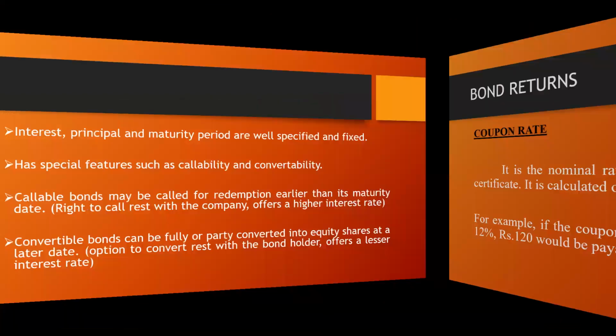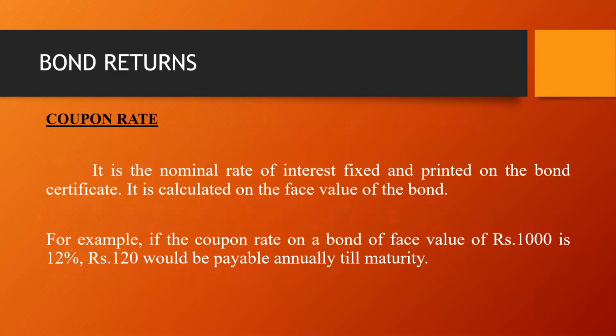So what are the different types of returns from a bond? The first one is coupon rate. It is a nominal rate of interest fixed and printed on the bond certificate. See, whatever is the interest rate which is offered by the bond at the time of sale is known as its coupon rate. It is calculated on the face value of the bond.